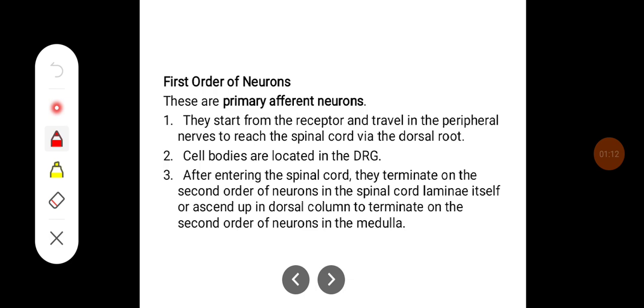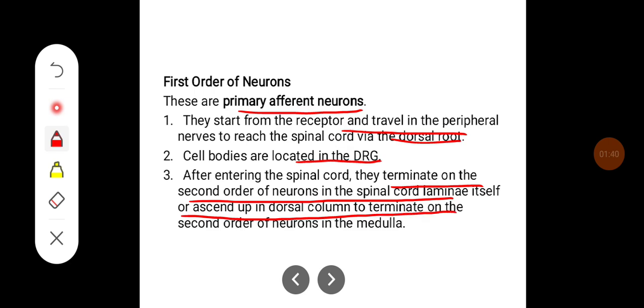First order neurons are primary afferent neurons. They start from the receptor and travel in the peripheral nerves to reach the spinal cord via dorsal root. These cell bodies are located in the dorsal root ganglion. After entering the spinal cord, they terminate on the second order neurons in the spinal cord laminae itself, or ascend up in the dorsal column to terminate on the second order neurons in the medulla.